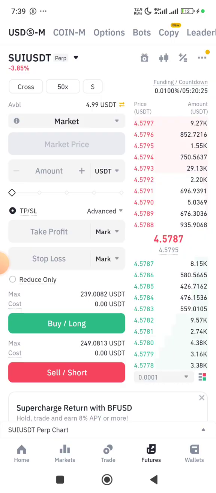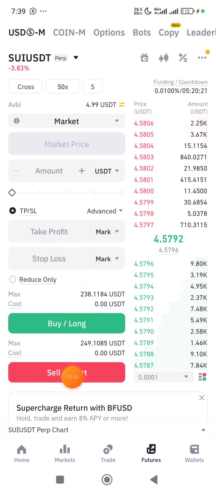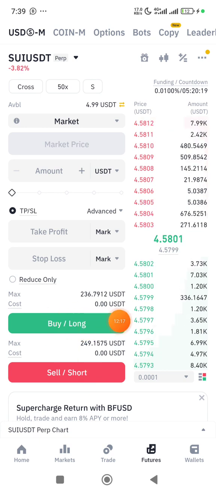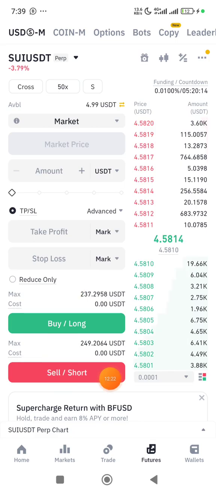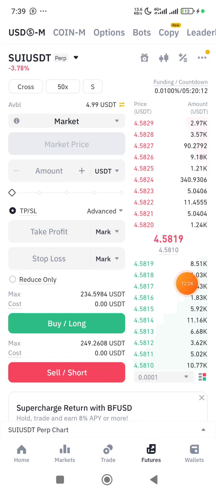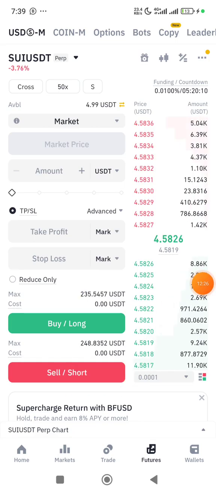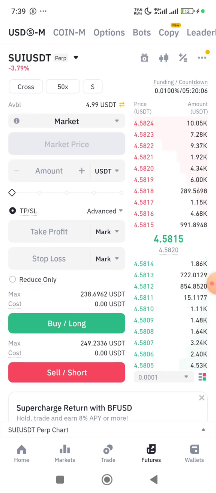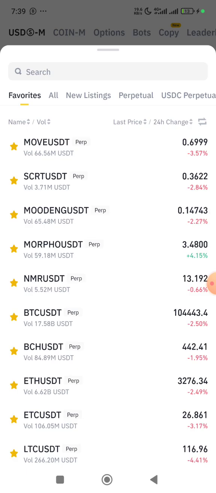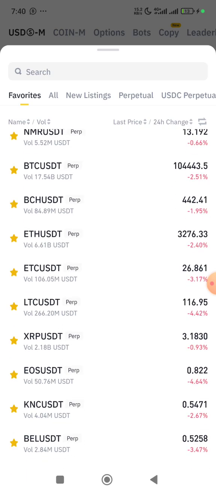All right. Now, we have the buy/long or the sell/short. Buy/long is if you want to enter the market on a long, while sell/short is if you are entering the market on a sell. You understand me? That is it. So let's see if we can place some trade. Let me look for a trade I want to place.